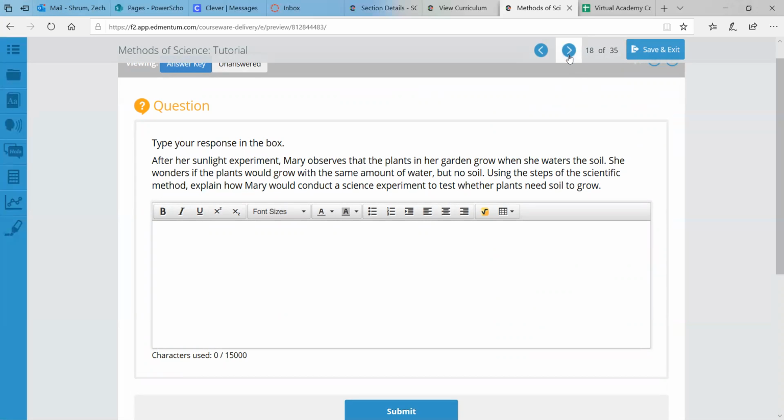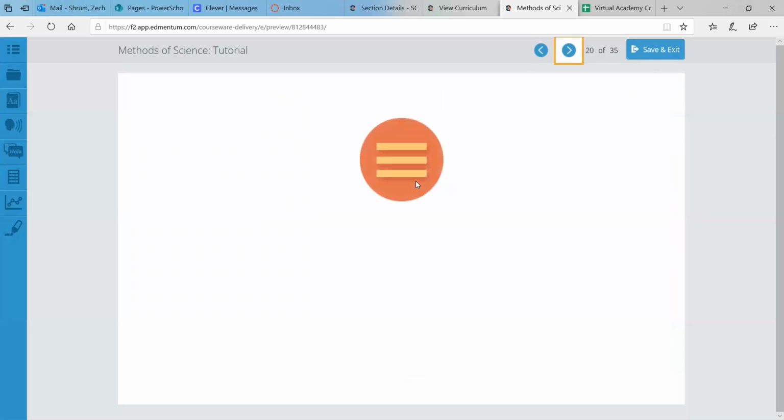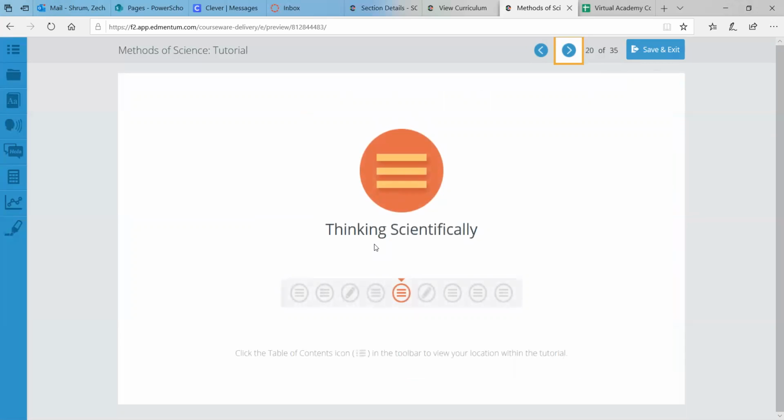And this just asks you, how could she design another experiment to test this new question? So this brings it back to the warm-up. What exactly is science? And then come up with a question that you think is measurable, that you can design an experiment with.